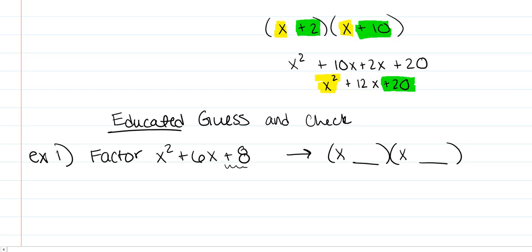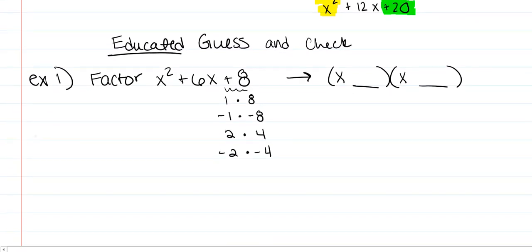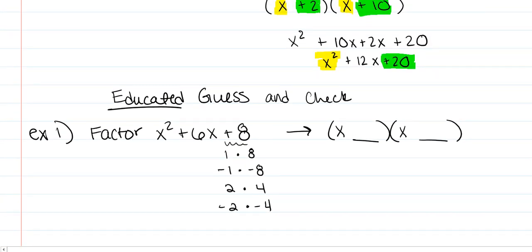The problem, and this is where problem solving comes in, is that 8 can be found a lot of different ways by multiplying. We have 1 times 8, negative 1 times negative 8, 2 times 4, and negative 2 times negative 4. Those are all the factors of 8. So it's going to be one of those pairs that goes into my binomials.